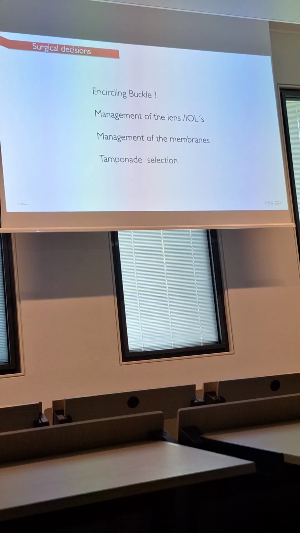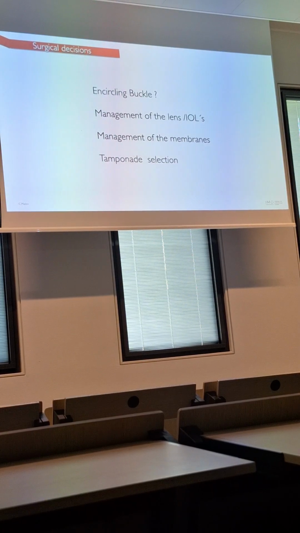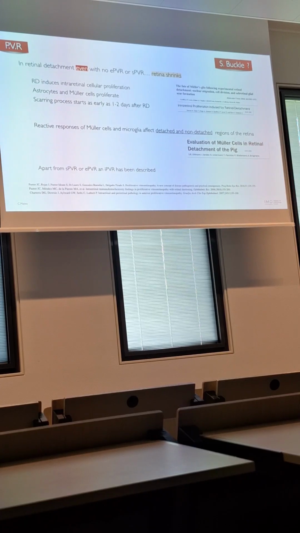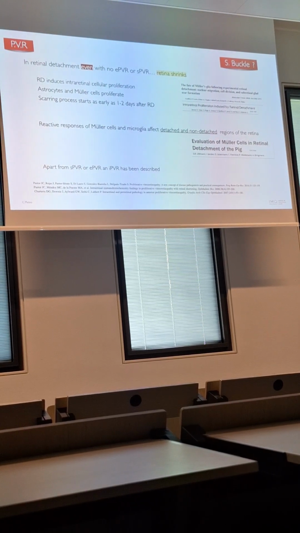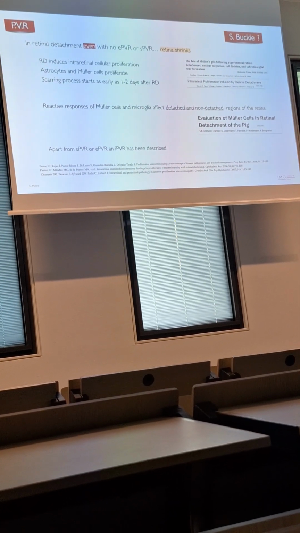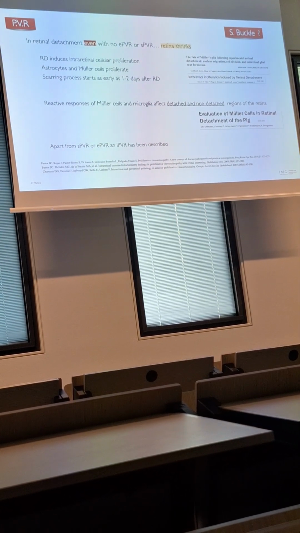Look at this. I'm going to speak of these 4 things. Okay. First, the encircling buckle. You have to understand that, when the retina detaches, as has been demonstrated many years ago, it contracts and it decreases the elasticity of the retina. Okay? Let's go here.